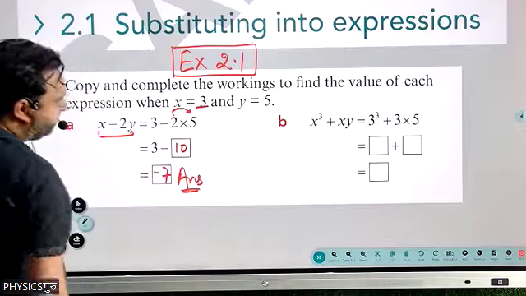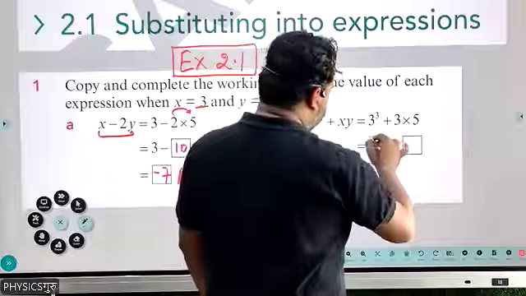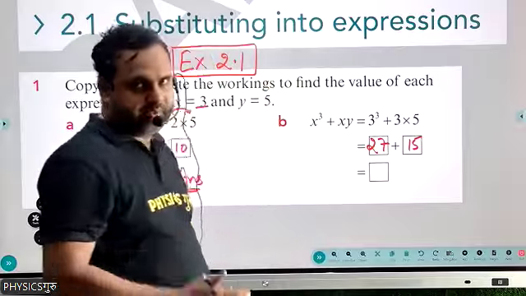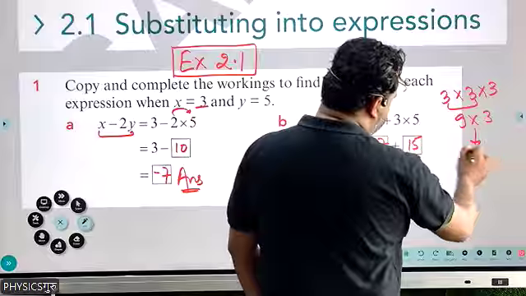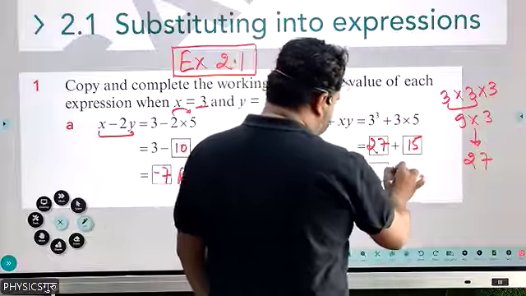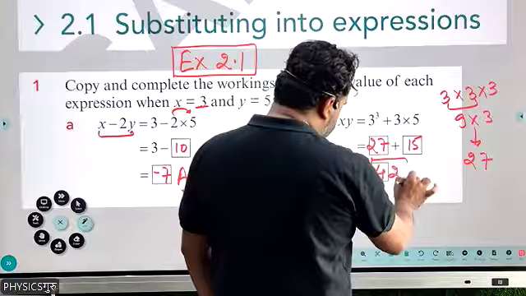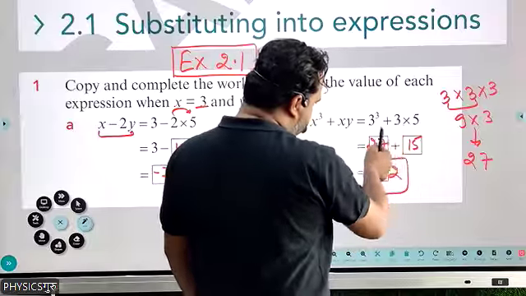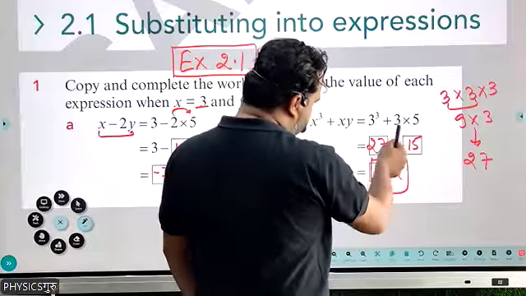Similarly, solve b1, d1. So it is x cubed plus xy, which is equal to 3 cubed plus 3 times 5. So what is 3 cubed? 3 times 3 times 3. 3 threes are 9, 9 times 3 is 27. So 27 plus 15. Now add. 7 plus 5 is 12, write 2 and carry 1. 2 plus 1 is 3, 3 and 1 is 4. So 42 is the required answer.